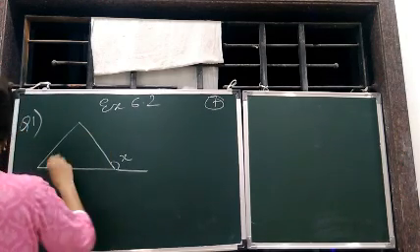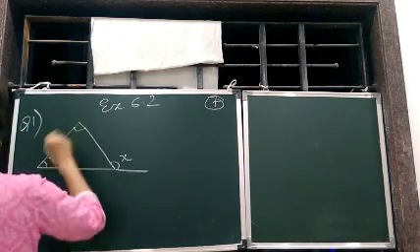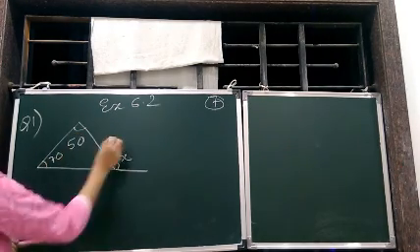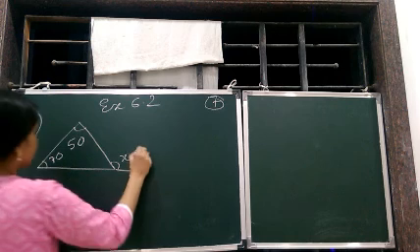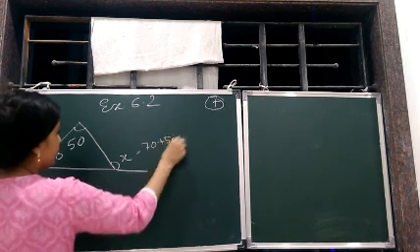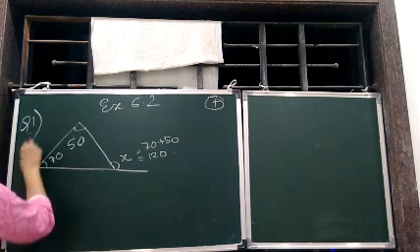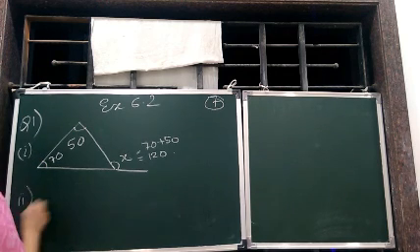This is x, this is 70, this is 50. We know by the property this will be the sum of these two angles. So this is 70 plus 50, which is 120. Okay, so this is the first one. Please do it in your book there only.